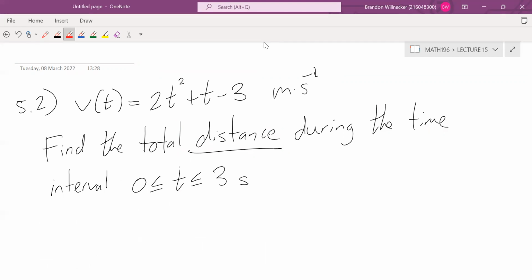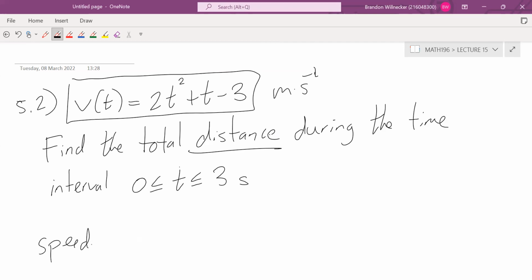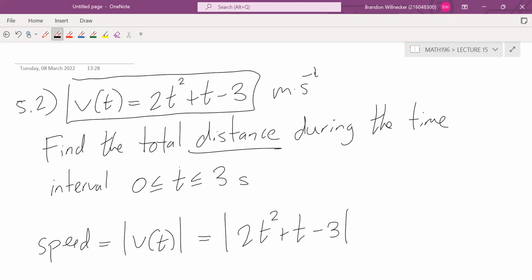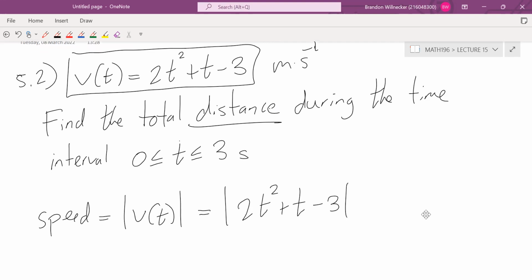Okay, so how do we go about doing that? Well, remember that distance is the integral of speed. So we've got the velocity. What we want now is the speed. So remember that the speed is the absolute value of the velocity. So we need the absolute value of 2t squared plus t minus 3. Okay, that will give us the speed.